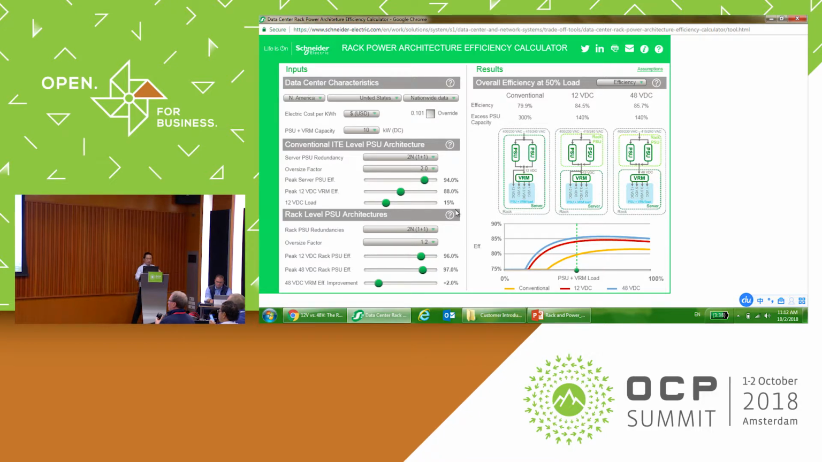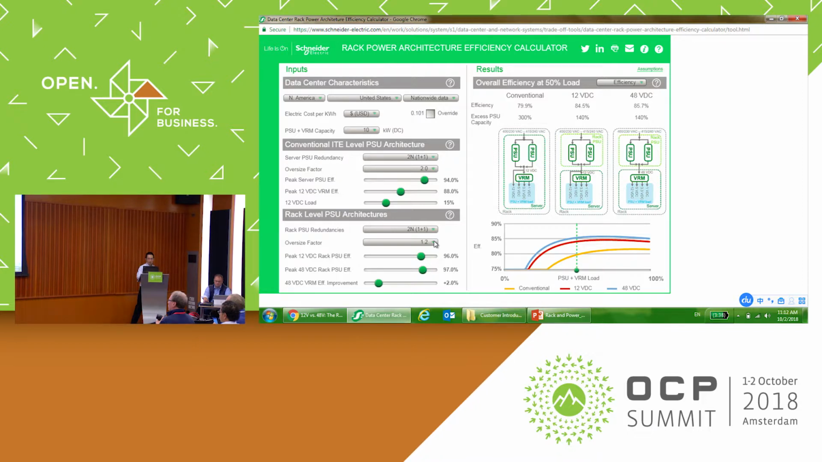And here's the rack level power supply architectures. I use the same setup, but we'll look at the difference between 2N and N plus 1, and actually gain some better performance there. And the oversized factor: typically if you design a rack, you know it's going to be around, for example, 10 kilowatt. You're not going to do 20 kilowatt on the power supply unit. It doesn't make any sense. So we like to put a 20% redundancy there.